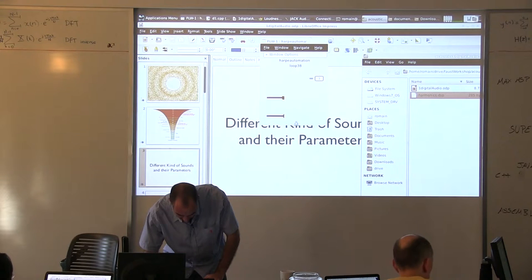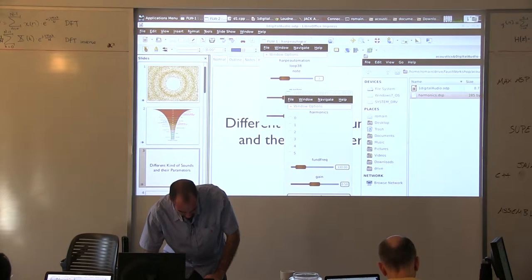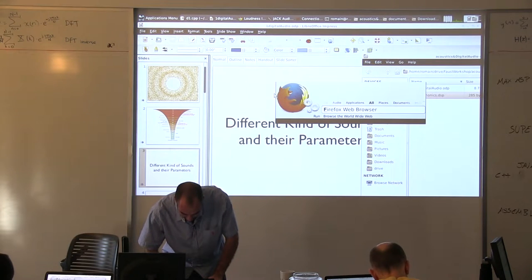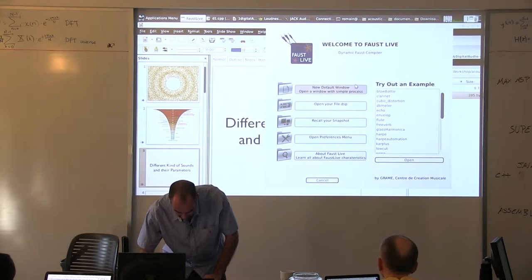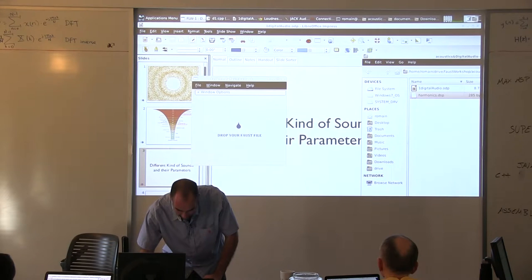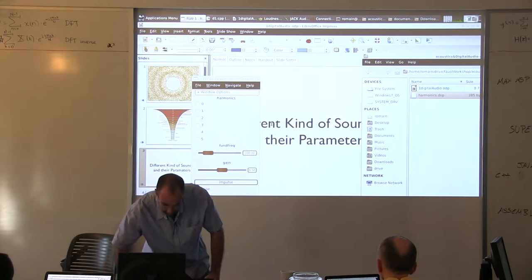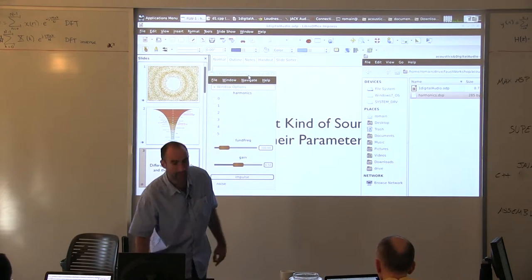Oops. Yeah, it's one of the little bugs in Faust Live. If you close the first window, it closes all the other windows. Okay, there we go.